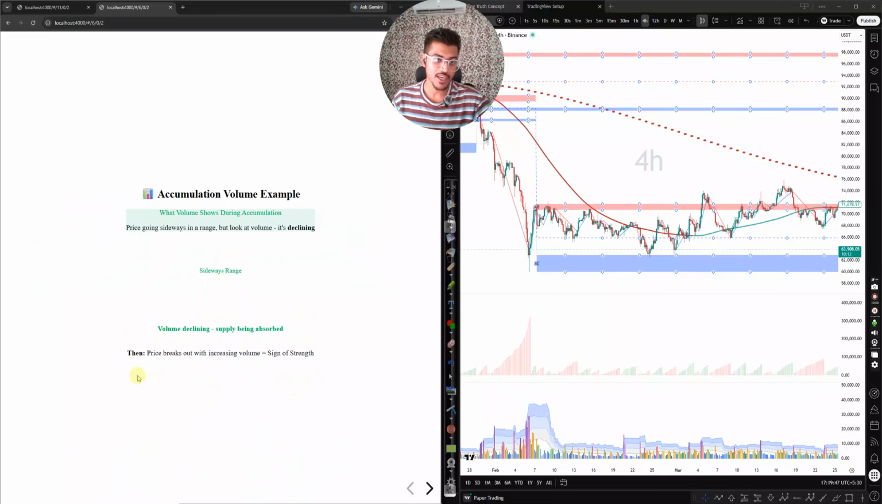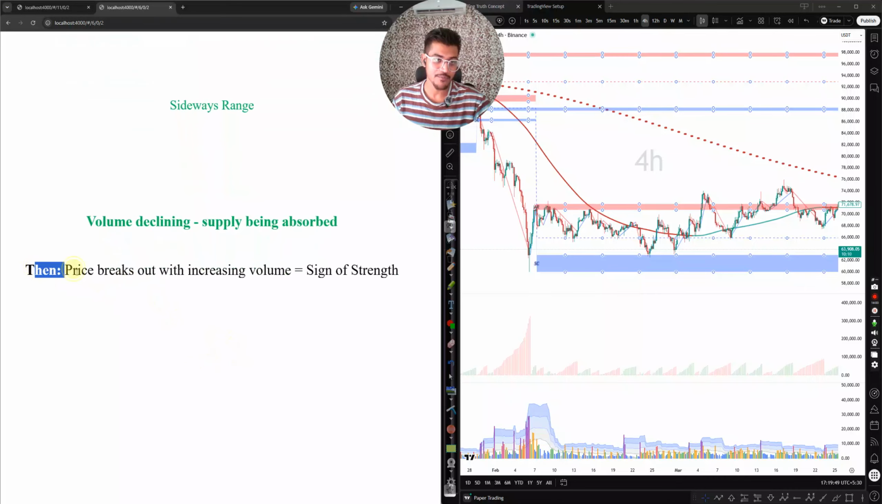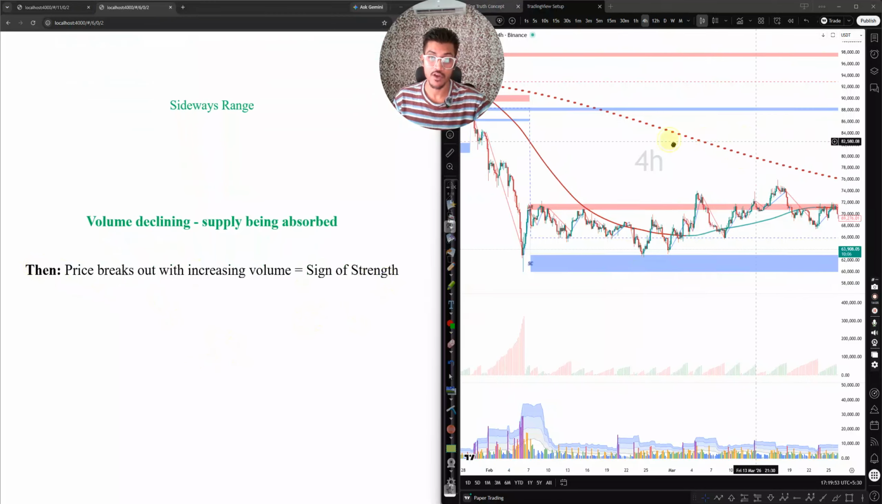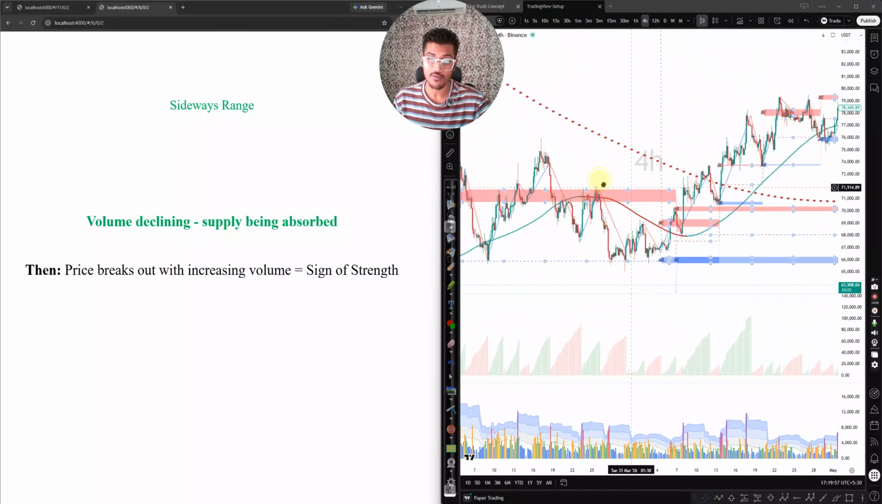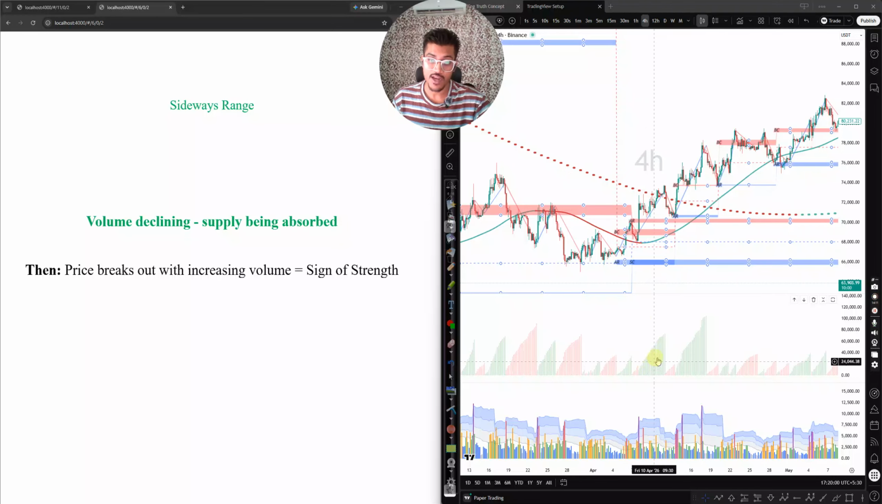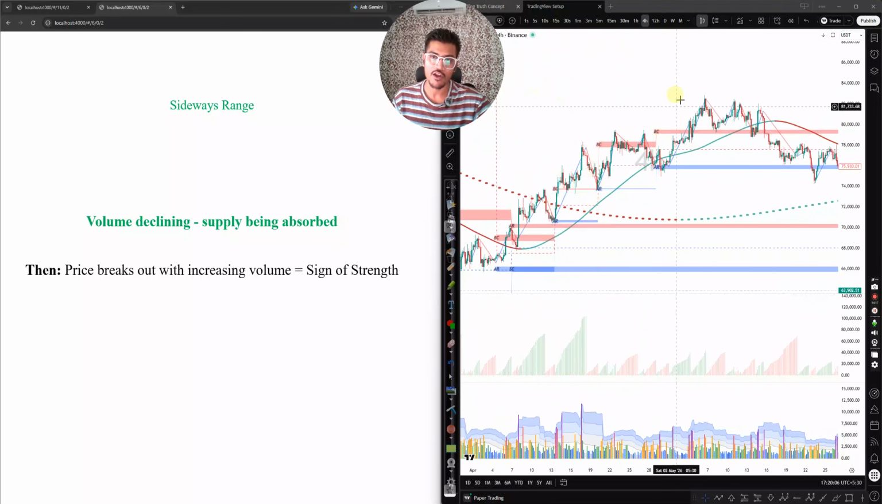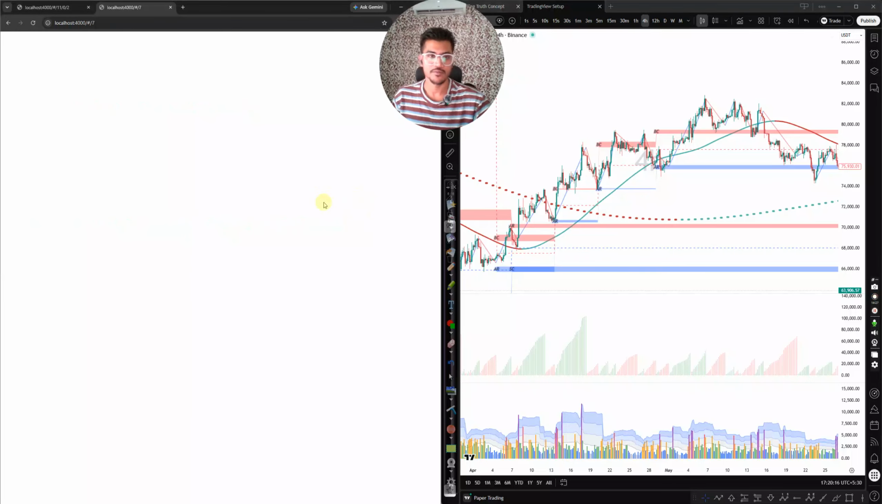So after supply is being absorbed, what happens is the price breaks out with increasing volume. Sign of strength, very high volume. You see, high volume, and this was very high volume. After this, when it breaks out, it finally pulls back on low volume, boom, again very high volume, right? So that's the sign of strength. And after the sign of strength, those pullbacks are your potential trades to go long.